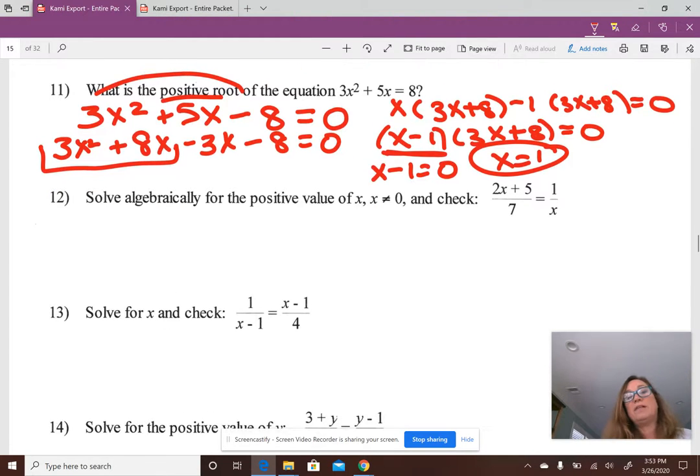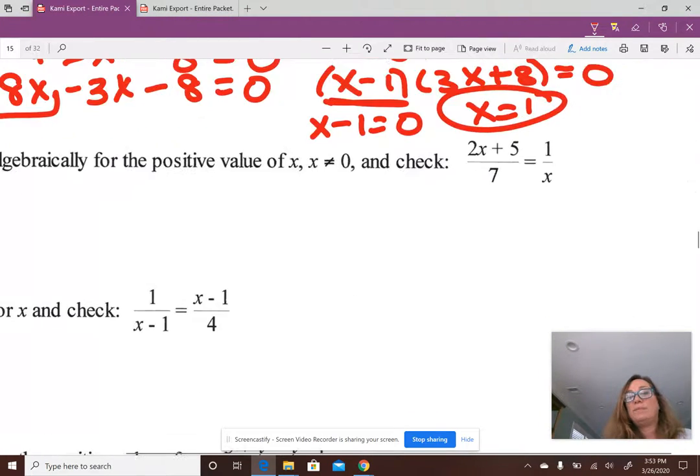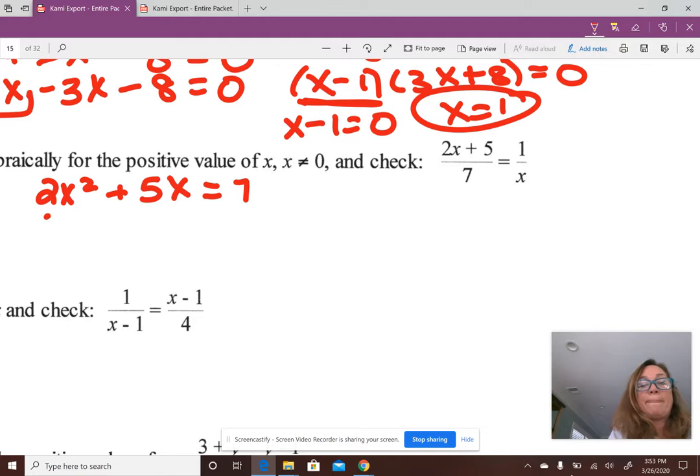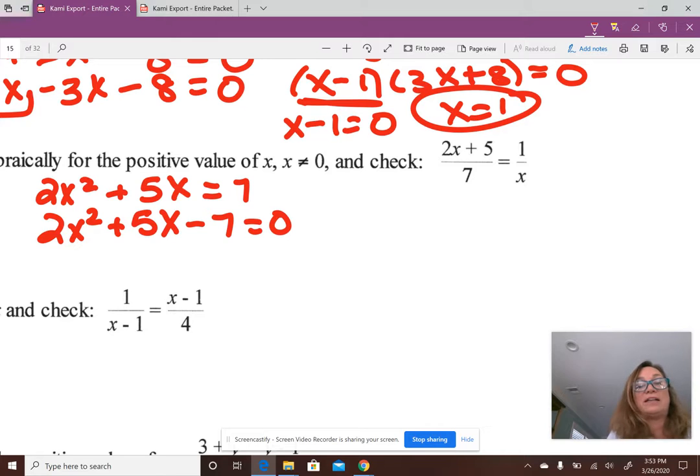All right, number 12. For proportions, you want to cross multiply. Remember, the product of the means is equal to the product of the extremes. So 2x squared plus 5x equals 7. 2x squared plus 5x minus 7 equals 0. I'm going to factor that.